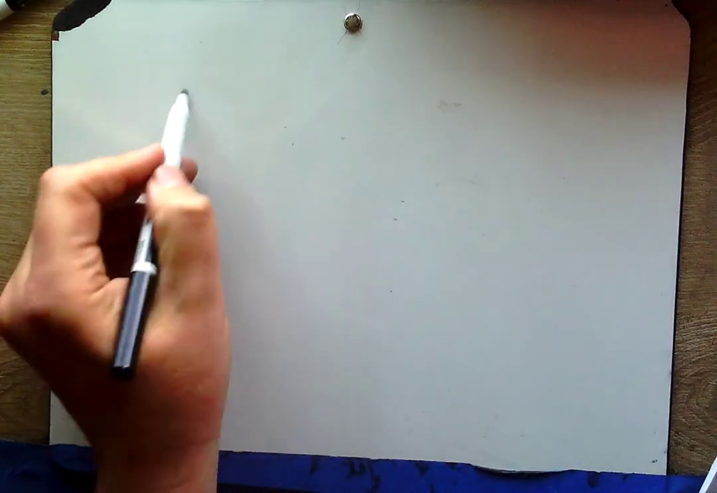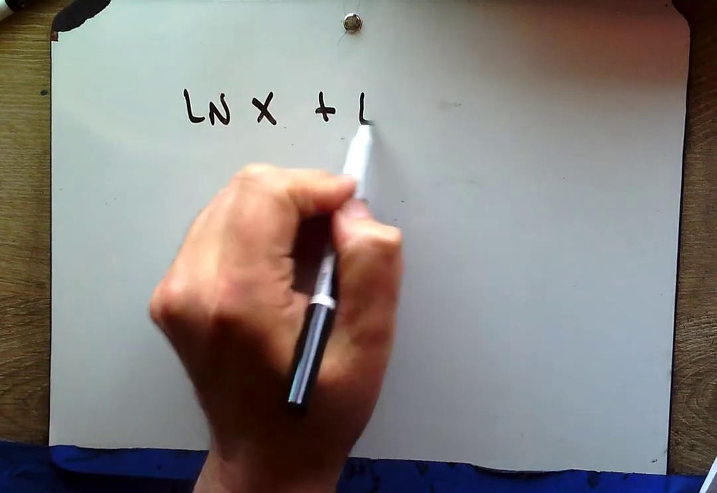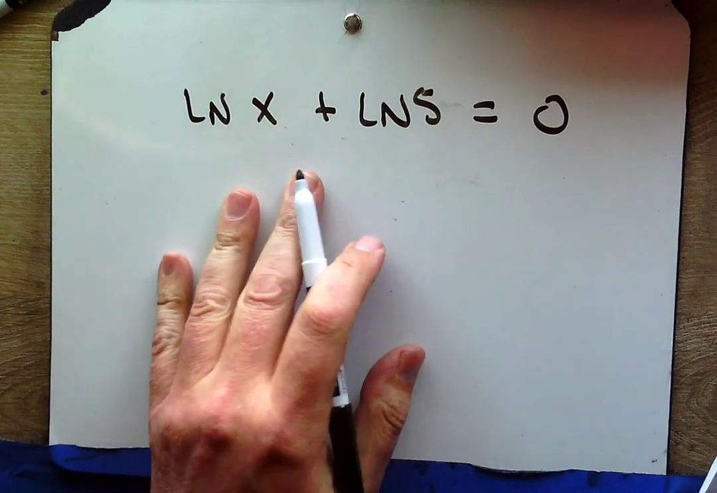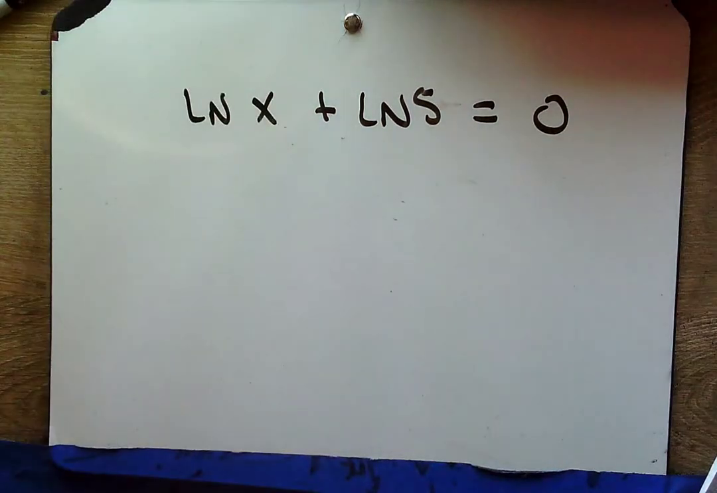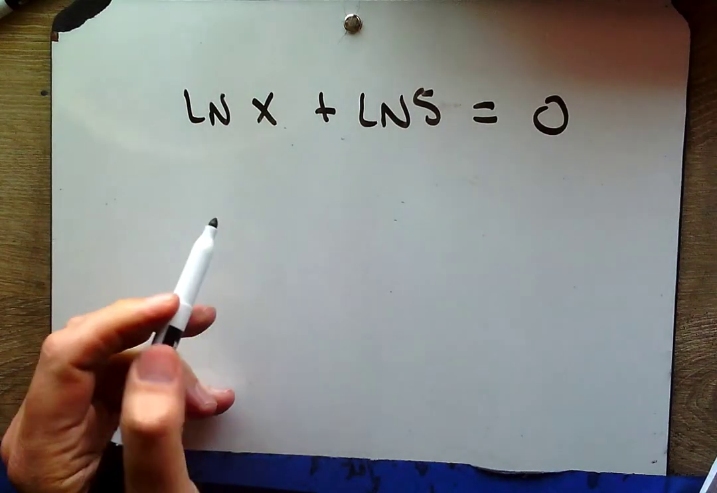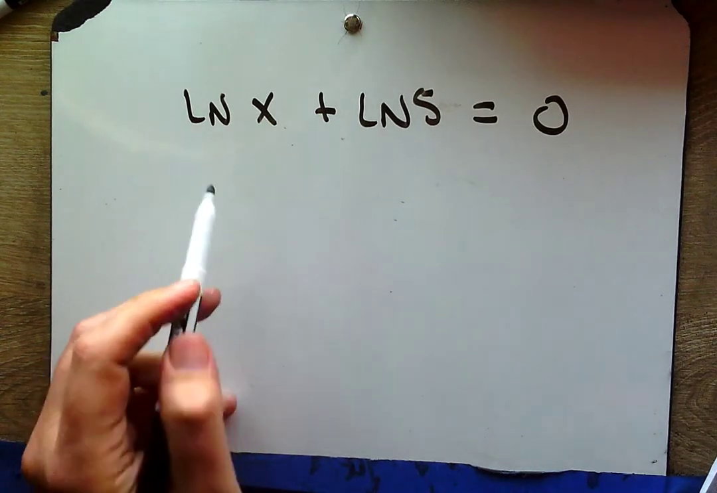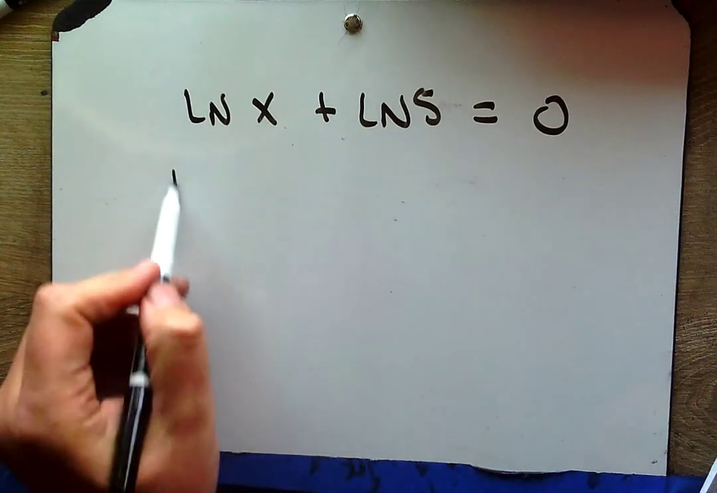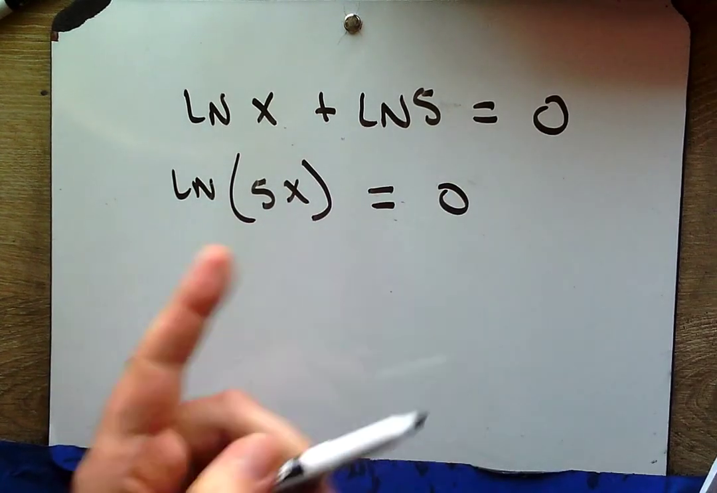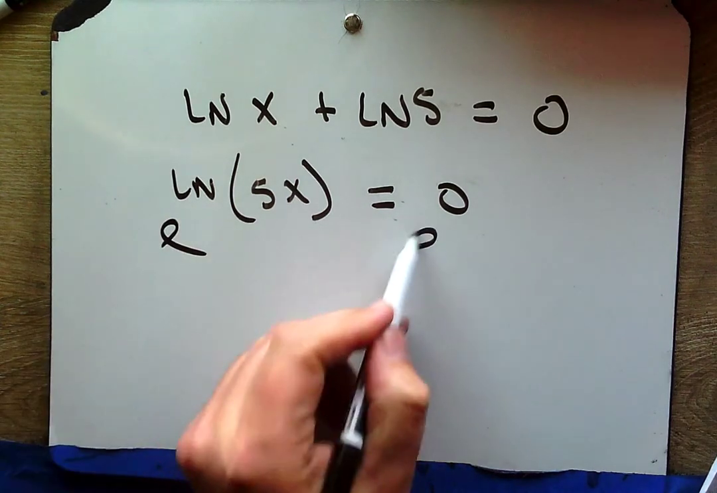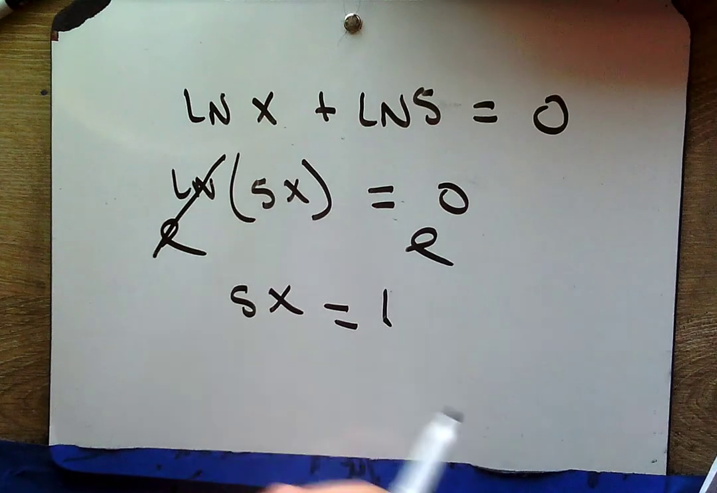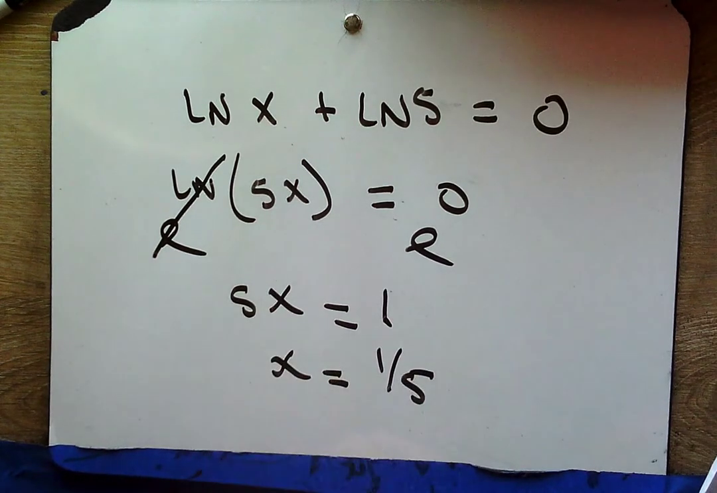Okay, how about this one? ln of x plus ln of 5 equals 0. I like to think you can do this from your comfortable place. Of course, if you don't remember your log properties, this will be a lot harder, because I'm going to condense here into ln of 5x equals 0. I'm going to get rid of the ln by exponentiating. And so I have 5x equals e to the 0, which is 1. And so x equals 1/5.